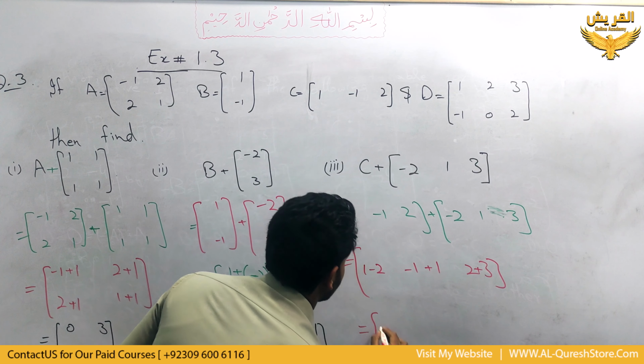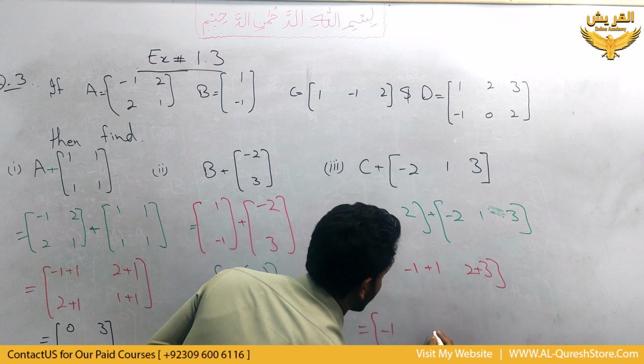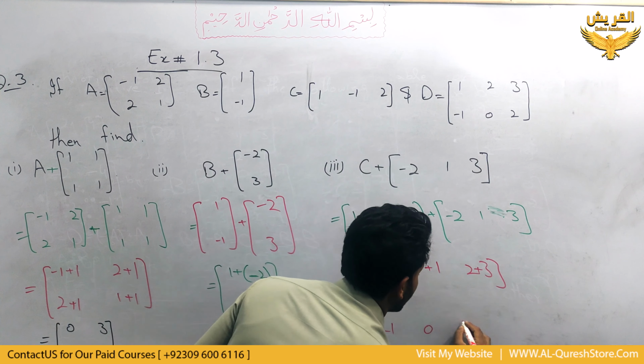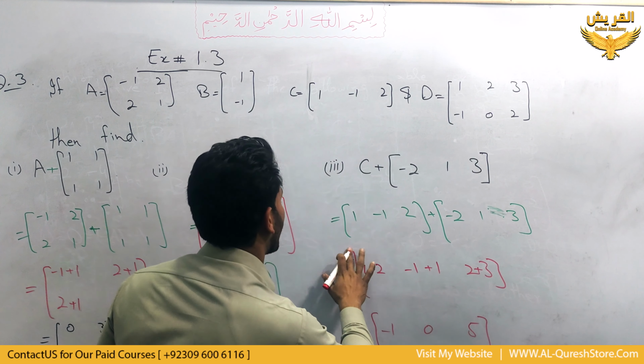So it becomes -1, -1 plus 1, 0, and 2 plus 3, 5. That is the answer of this question.